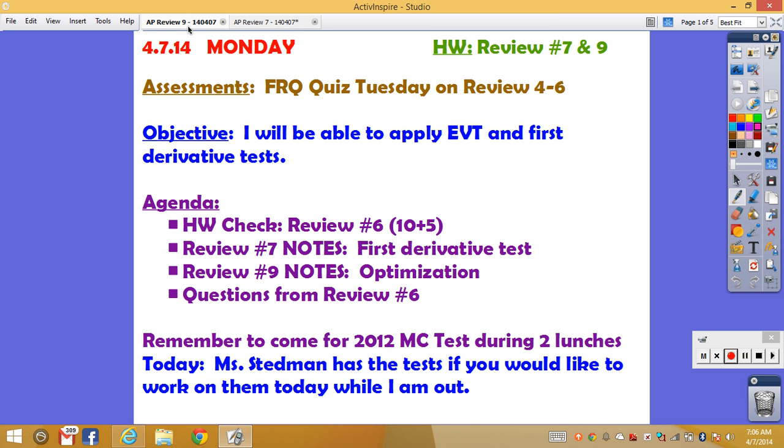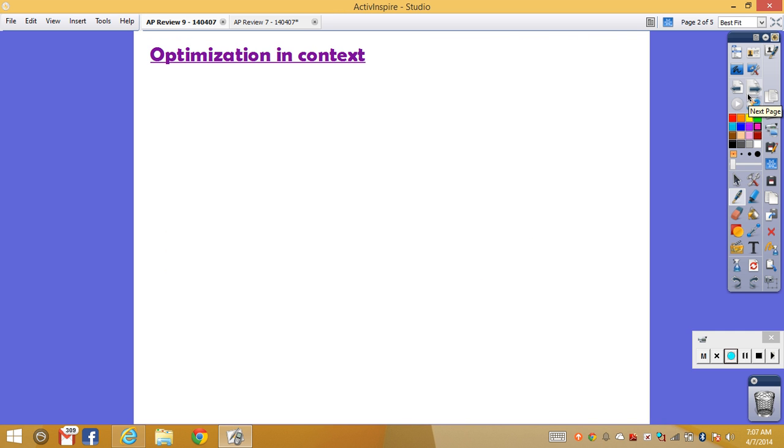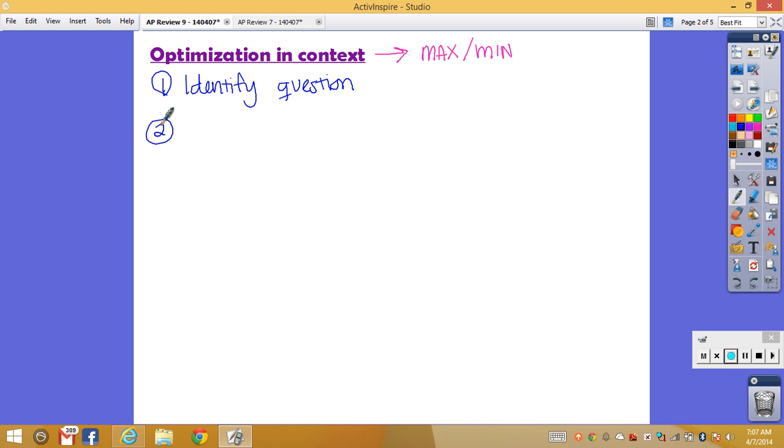Alright, review 9. So I'm just going to review optimization. Optimization, in context, is the same exact thing as identifying a max or a min. In context is a little bit harder, so remember the first thing I want you to do: identify the question. Meaning, read the whole prompt. There's going to be a lot of stuff to read, but in the end, it's going to ask you to find some type of max or some type of min. Okay? Number 2, identify if there are endpoints.